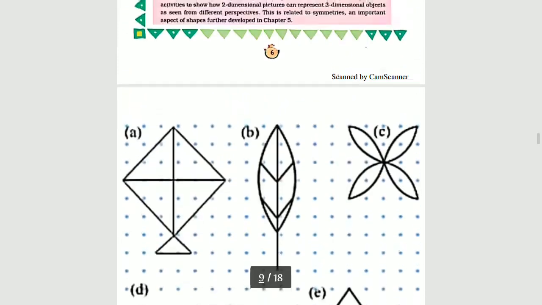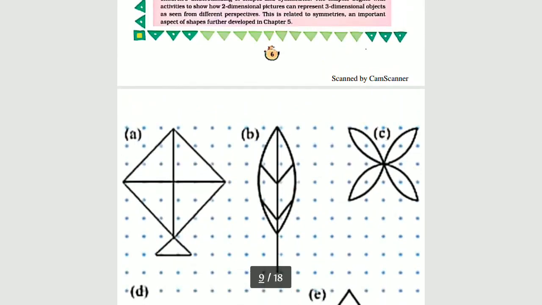Okay, I hope you have understood this part. Now in the next part, I will be explaining the symmetrical patterns or mirror images. Thank you.